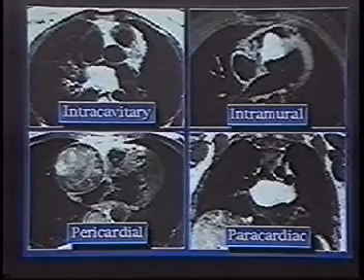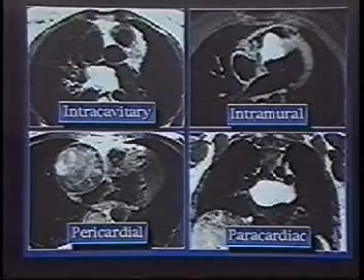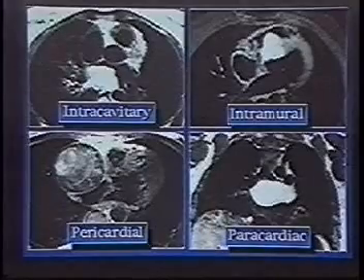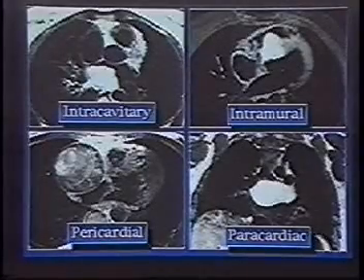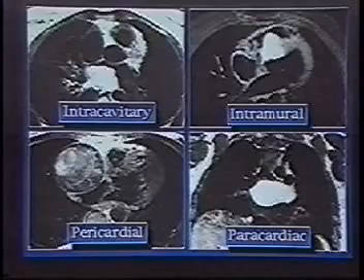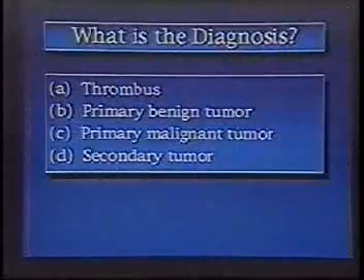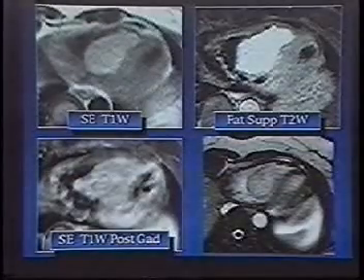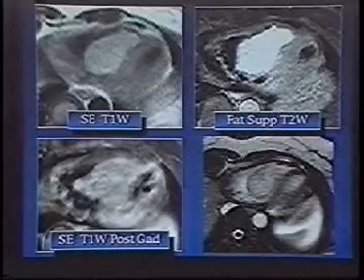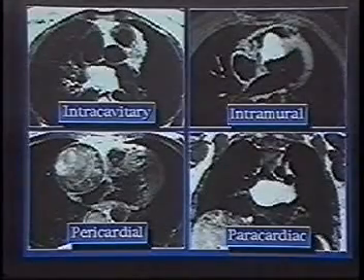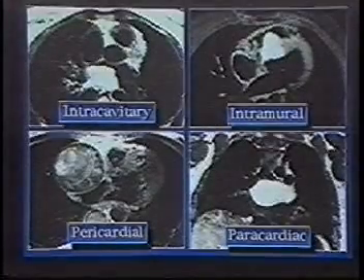Now, let me just go over different types of locations of tumors. This is an intracavitary tumor, and you can see it's occupying the left atrium. This is a myxoma. And remember that the mass that we have, let me just go back to it, is intracavitary. Okay. This is an intramural mass. This is an angiosarcoma, but metastases, hematogenous metastases, can also look like this.